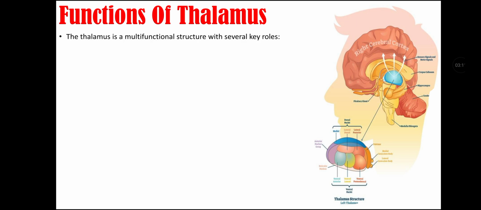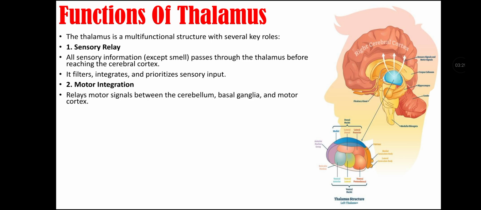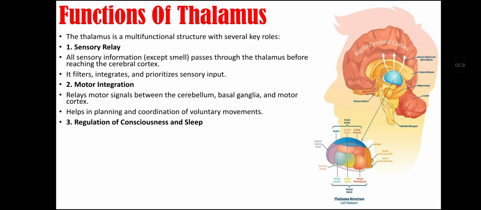Functions of thalamus. The thalamus is a multifunctional structure with several key roles. They include sensory relay, as all sensory information passes through the thalamus before reaching the cerebral cortex. It filters, integrates, and prioritizes sensory input. Second function of thalamus is motor integration, as it relays motor signals between the cerebellum, basal ganglia, and motor cortex. It helps in planning and coordination of voluntary movements.